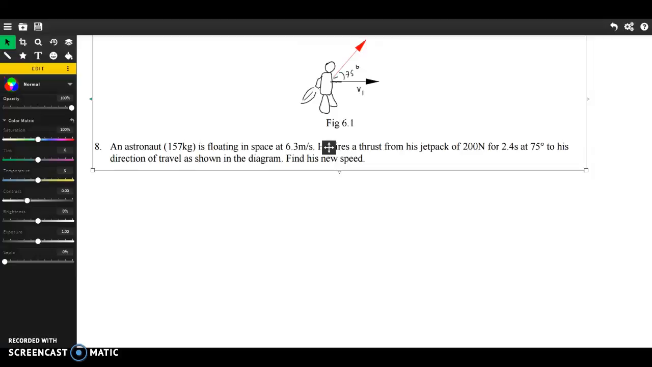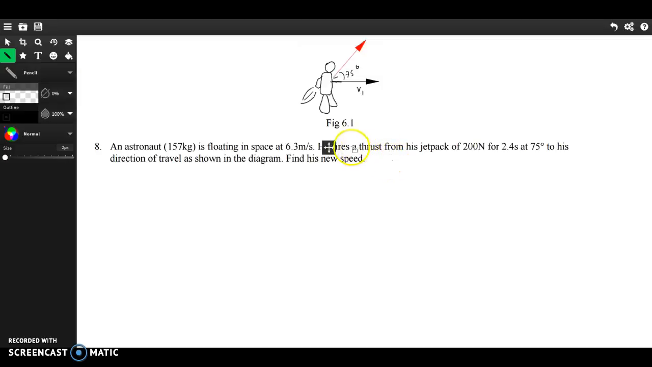Alright, so now let's start with FRQ number 8. This is where it starts to get a little tricky. We have to start using information from previous units and stuff.